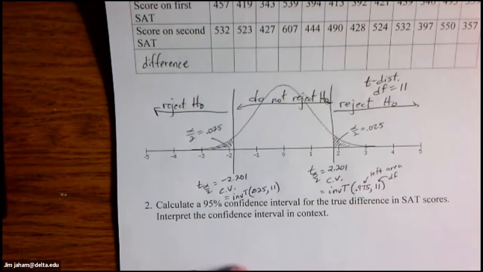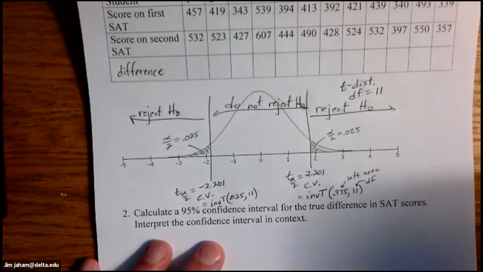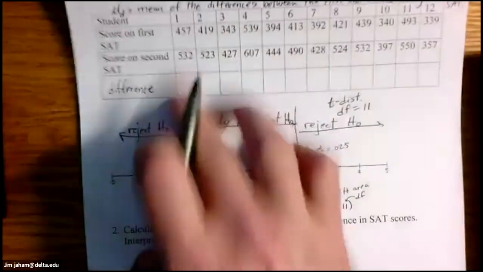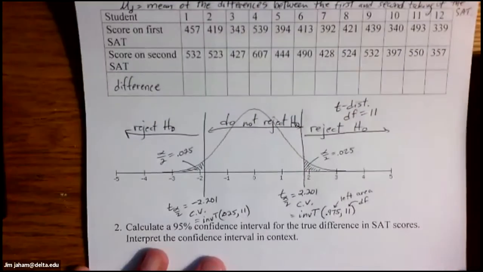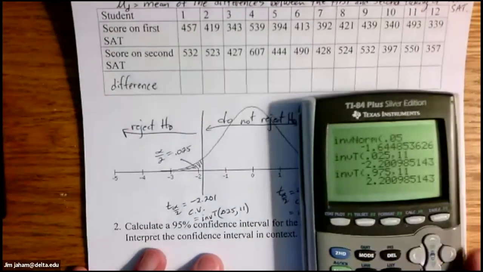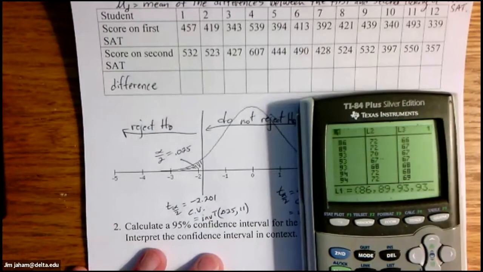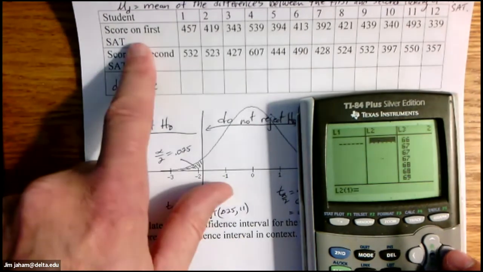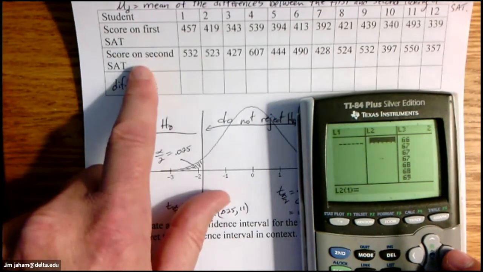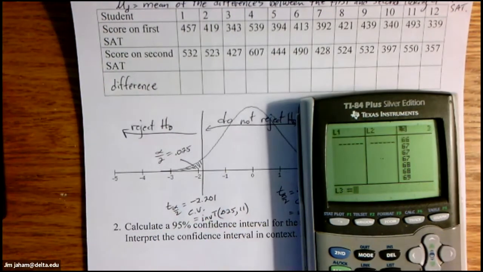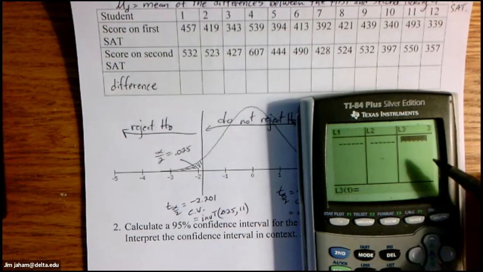All right, so now we're ready to calculate the differences. If you want, you could do this in your head, or you could do it one at a time so that we don't make mistakes. I'm going to go ahead and just type in the score on the first test will be L1, the score on the second test will be L2, and then the differences I'm going to put in L3. So I'm going to clear out list 1, list 2, list 3.